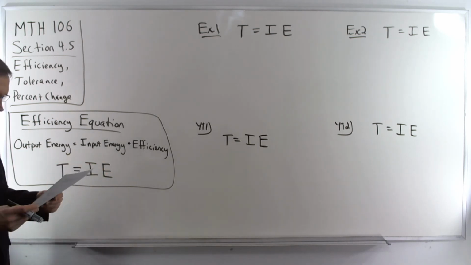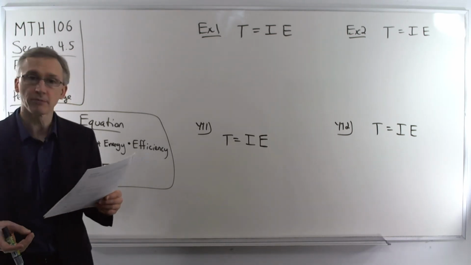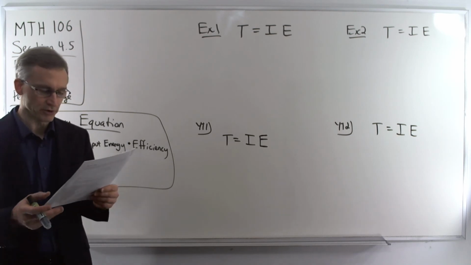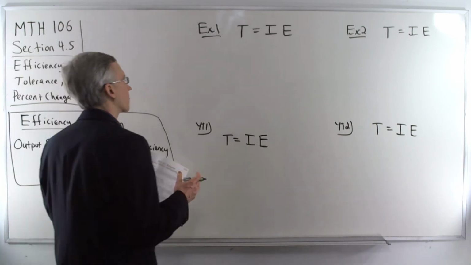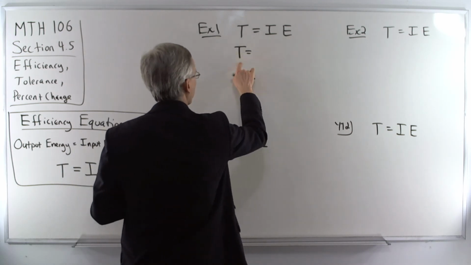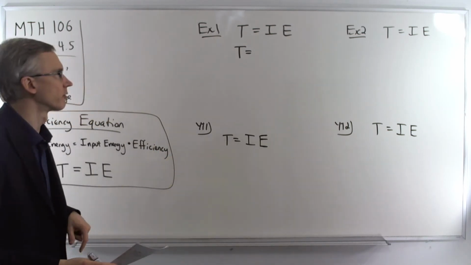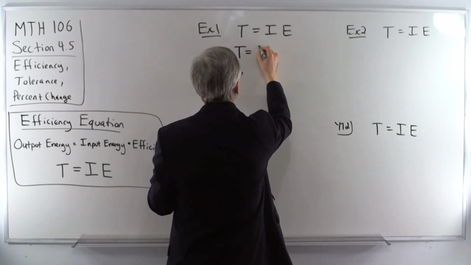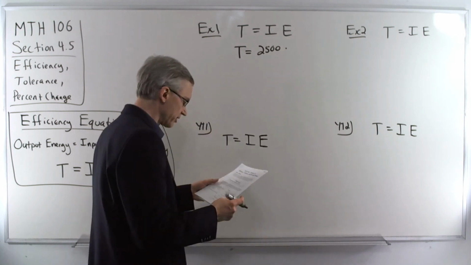So for the first example, we have a floor buffer that operates at 14% efficiency. It consumes 2,500 joules of energy. We're going to find the actual buffing energy. So the buffing energy is the output. It's the energy output into the circular motion of the floor buffer. The input is given at 2,500 joules. And the efficiency is 14%.